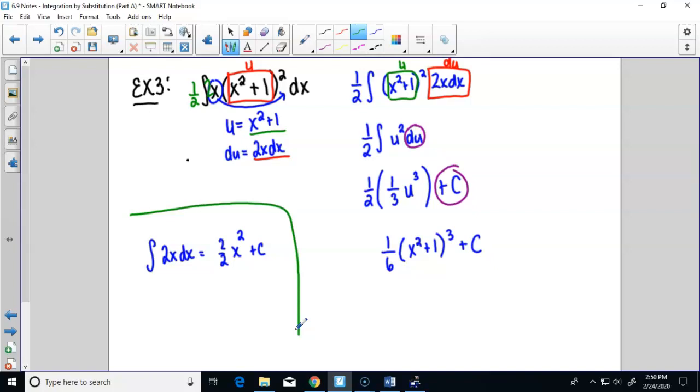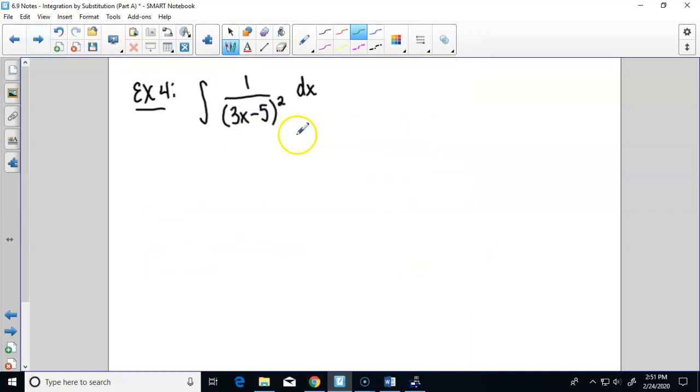That one was a little bit tougher because you didn't have what you needed for the du, so you had to adjust a little bit there. Now, I do need to tell you, you can only adjust by putting coefficients in there. So if we had gotten to that and we needed x squared and we only had an x, we could not multiply by x on the inside and outside. That would not work. Okay, here's our next one.